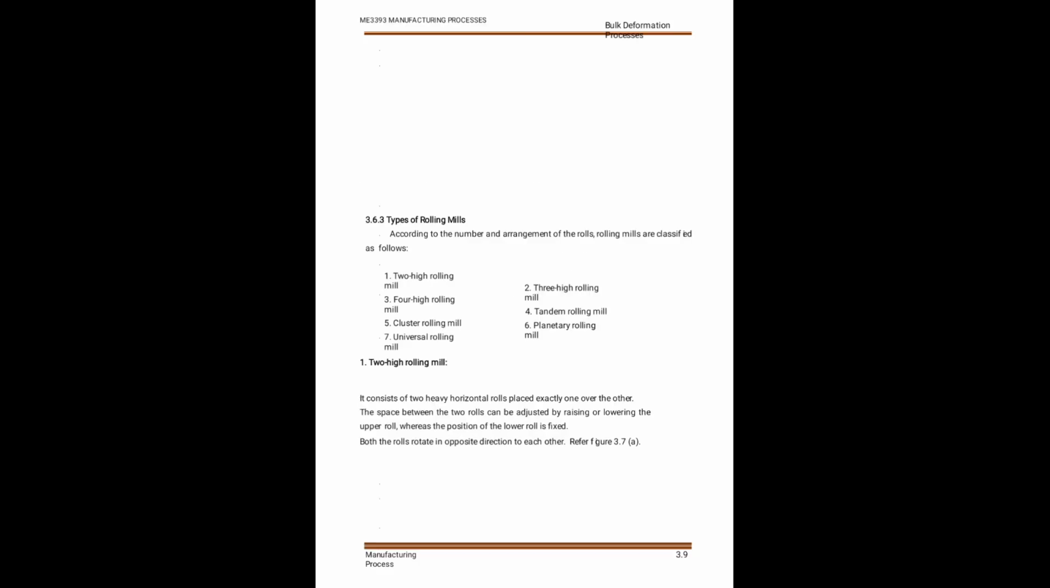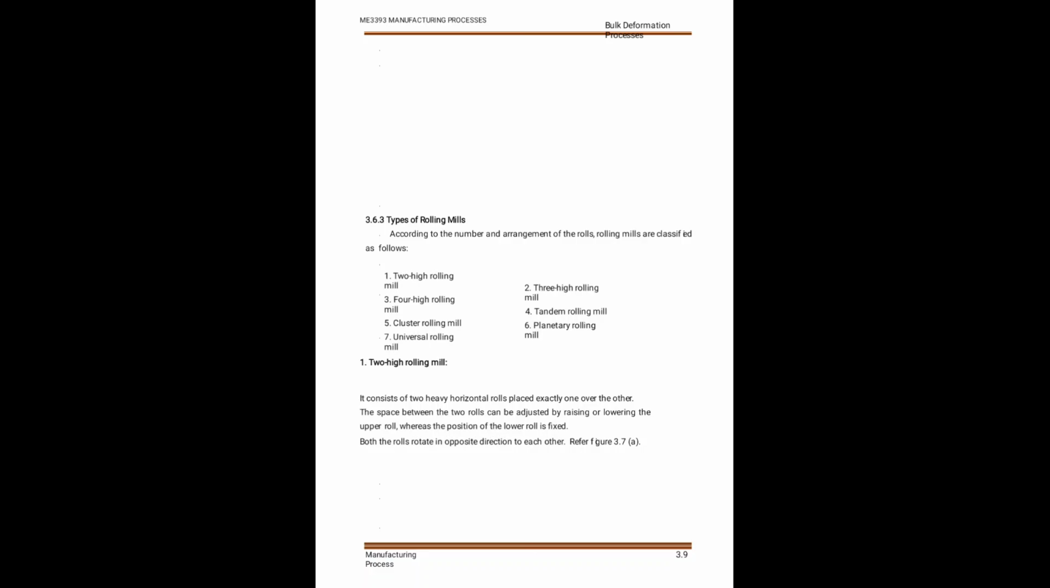The types of rolling mill. According to the arrangement of rollers, rolling mills are classified into 7 types: 2 high rolling mill, 3 high rolling mill, 4 high rolling mill, tandem rolling mill, cluster rolling mill, planetary rolling mill, and universal rolling mill.